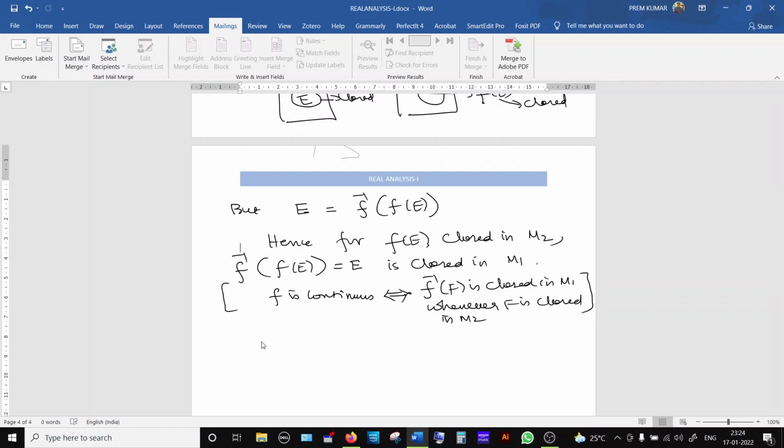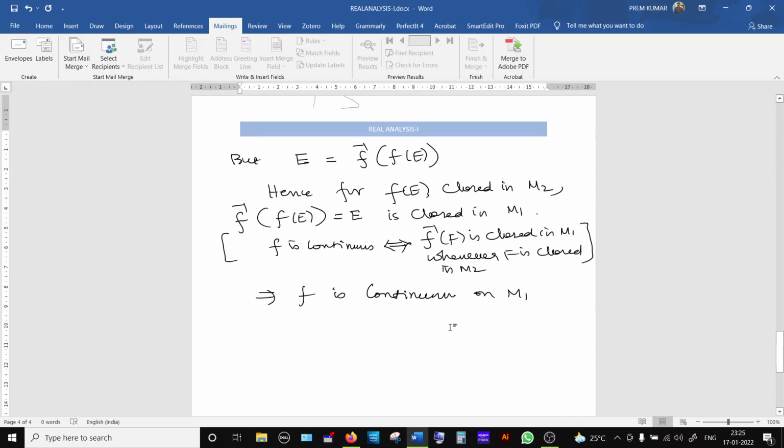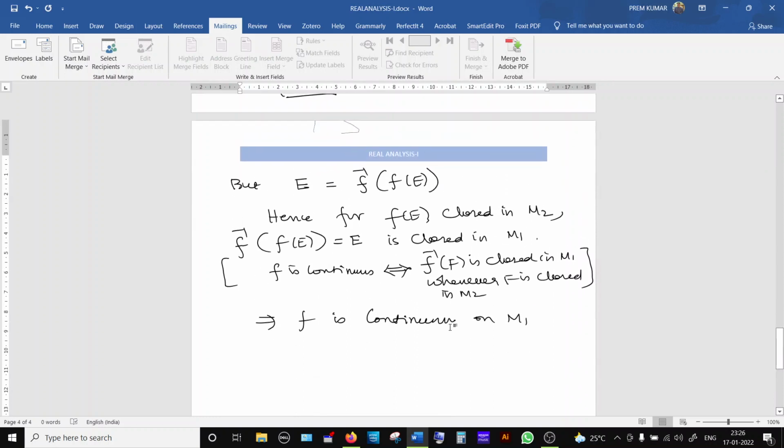So this implies that the function f is continuous on M1. So the last result, we used this theorem. By using this theorem, we got that f is continuous.